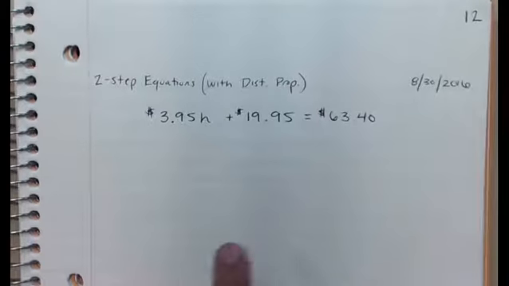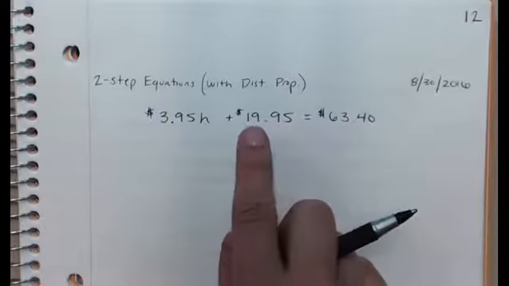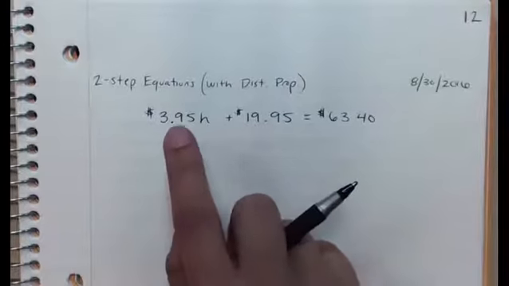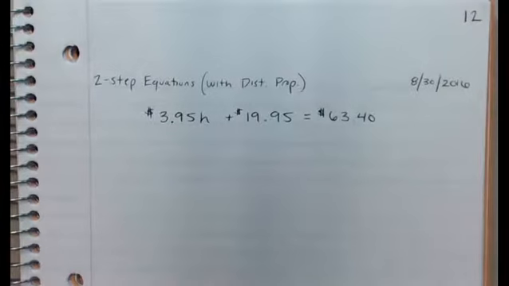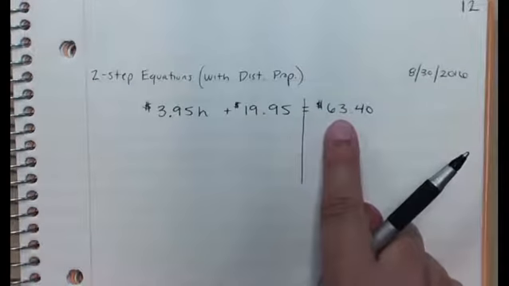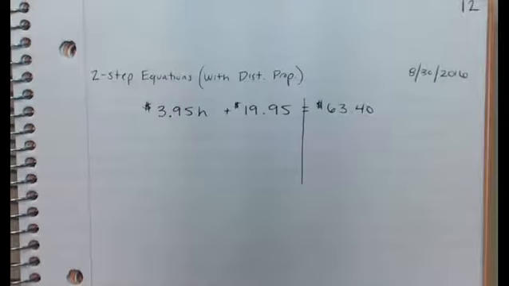Okay, so let me say it again. I have $63.40. I'm hiring someone to come clean my house. So the initial fee I have to pay them is $19.95. And they charge $3.95 per hour, which is a great deal. So I need to figure out how many hours I can have them at my house, because I don't have a penny more in my purse or my house or anywhere. So that's as much as I possibly have.